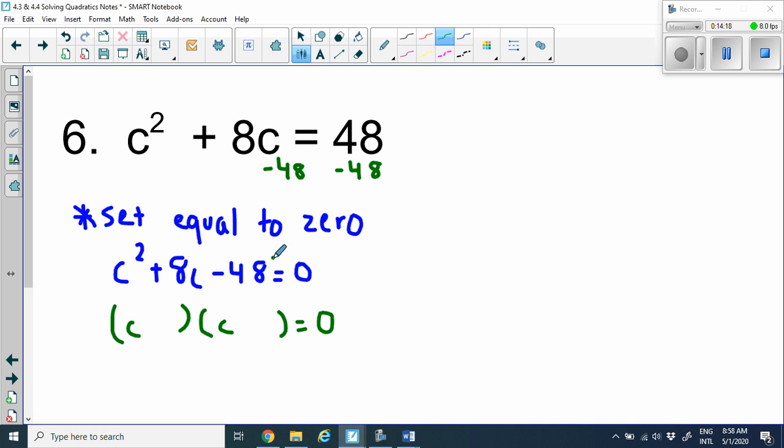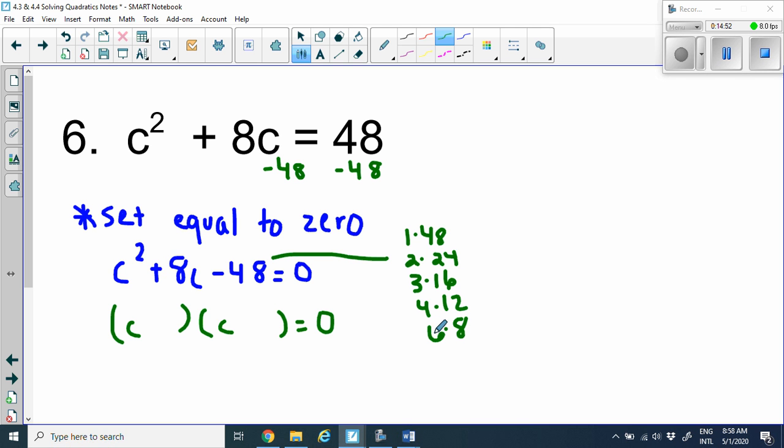Okay, now we need to figure out the numbers that multiply to 48. We got 1 and 48, 2 and 24. We do have 3 and 16. We're going to have 4 and 12. This one has a lot. 5 doesn't work. Let's see if 6 does. Yep, 6 times 8, and that should be it.